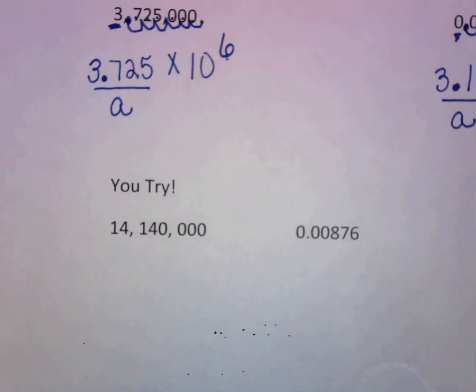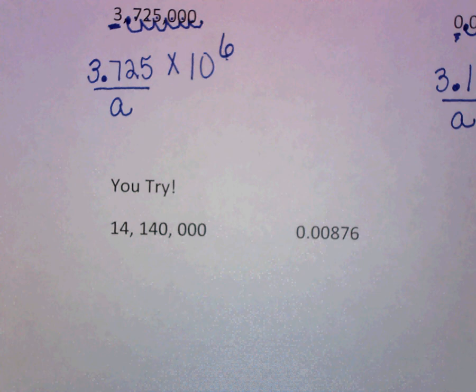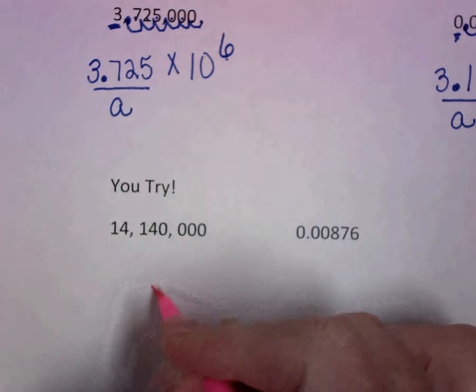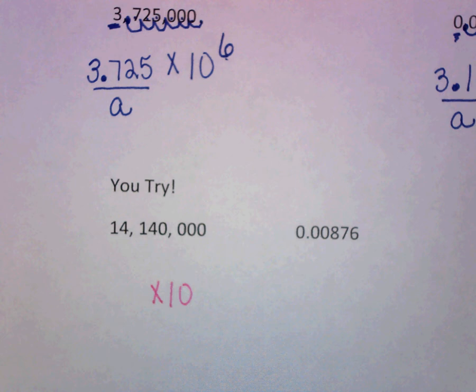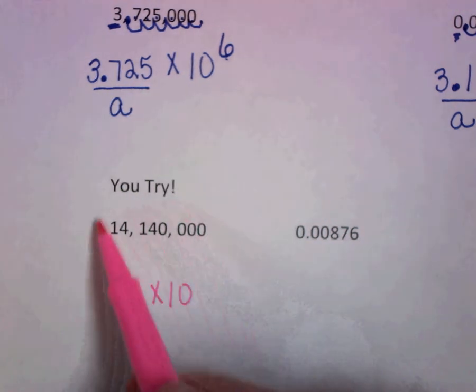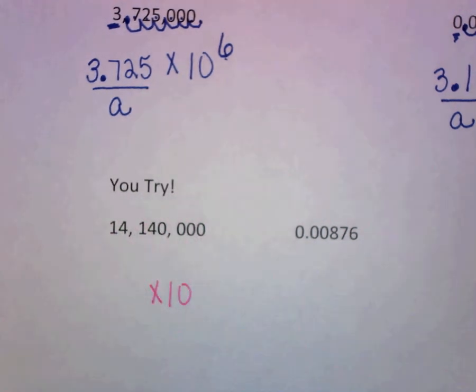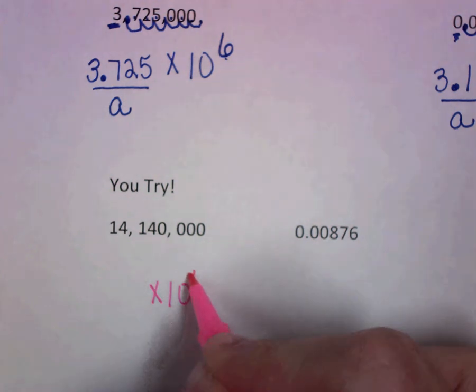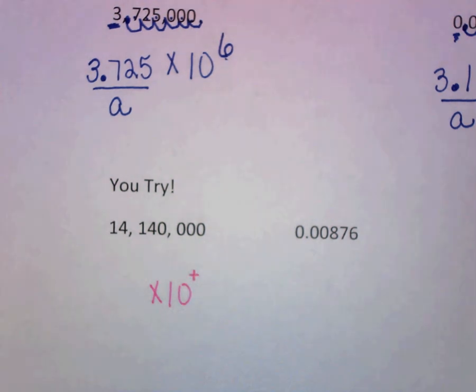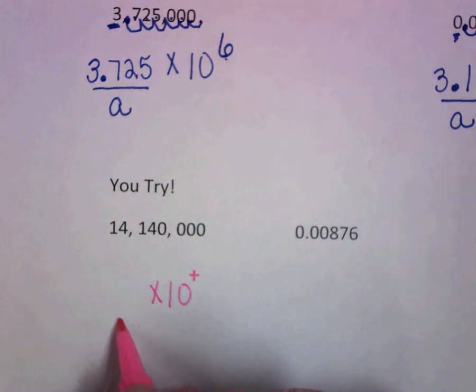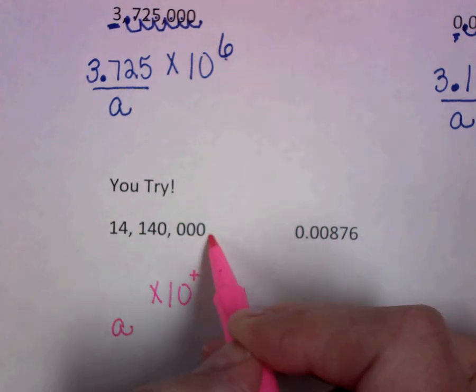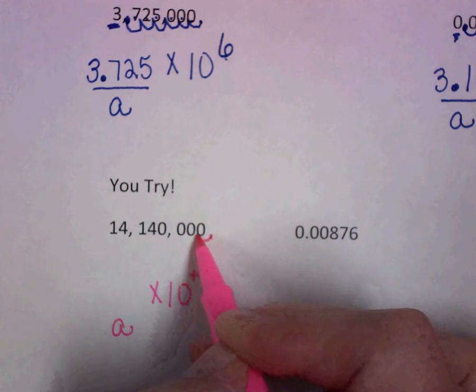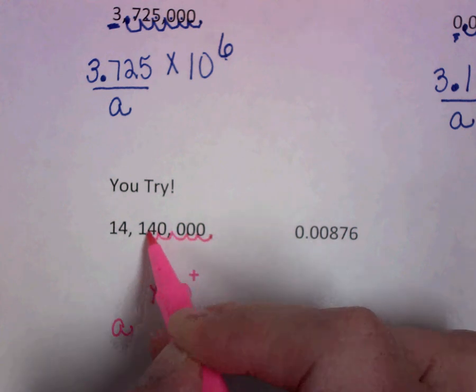Let's look at the next one. I said you try, but I'll do these with you again. One thing I want you to think about, we're going to do times 10. It's always times 10. This is a whole number. So what kind of exponent are we going to have, a positive one or a negative one? I hope you said positive. If you want to put a positive sign there to help you, you can. Now let's figure out our A value. Here's my decimal to begin with. 1, 2, 3, 4, 5, 6, 7.